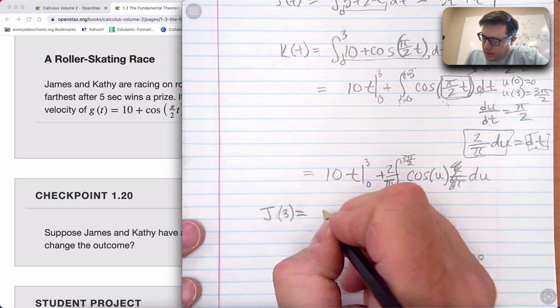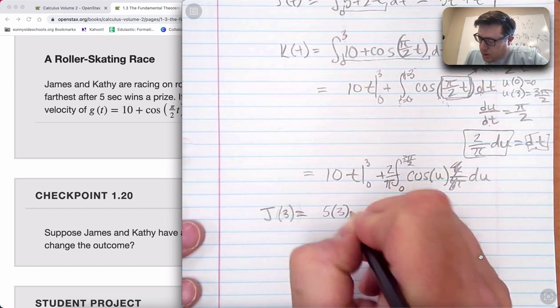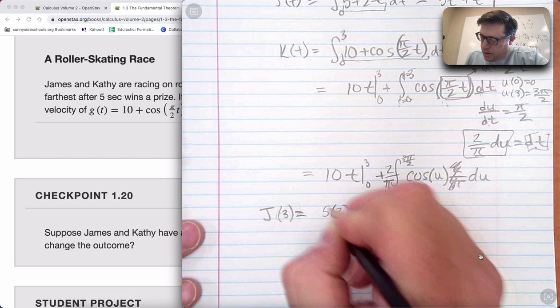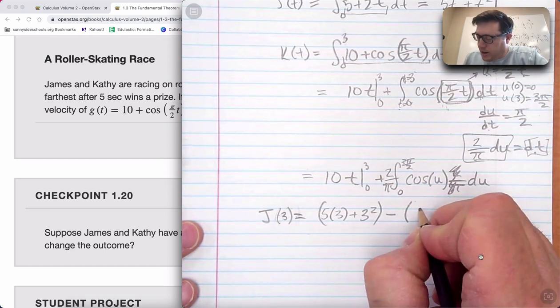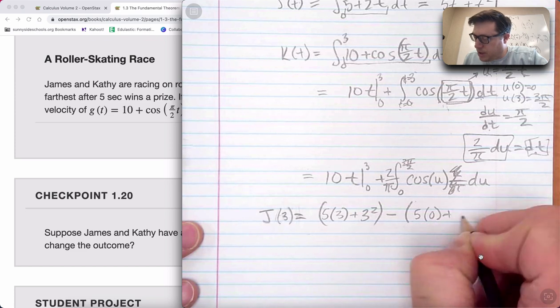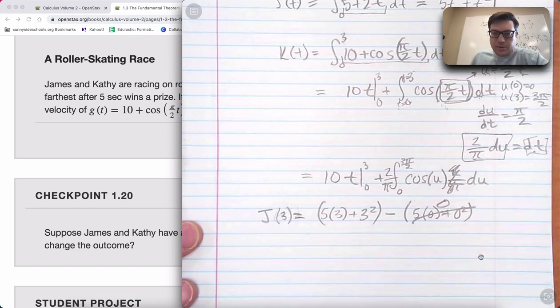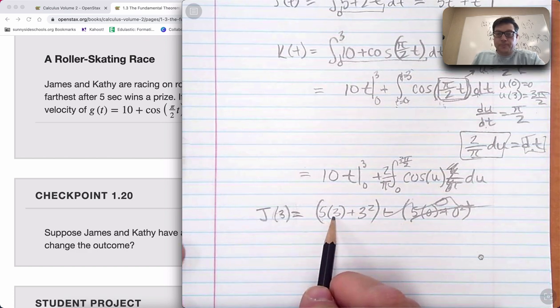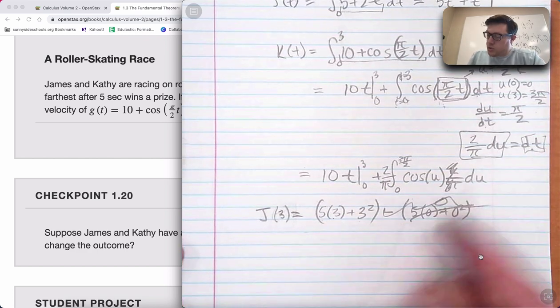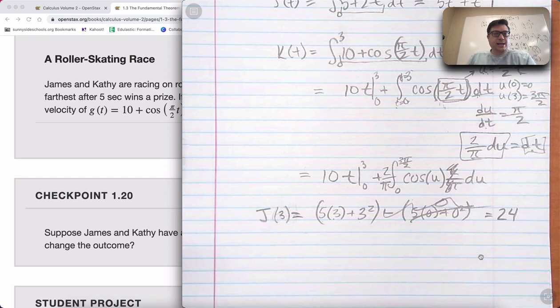5 times 3 plus 3 squared minus, and this is going to be an easy calculation, but I'll show it, 5 times 0 plus 0 squared, right? That's all 0, so minus 0, so gone. 5 times 3 plus 9, 24. That guy's got some speed. He gets 24 feet in 3 seconds.